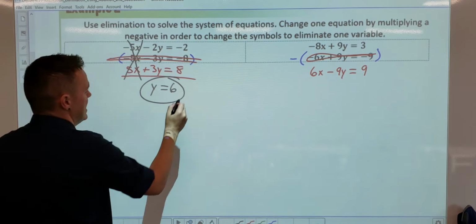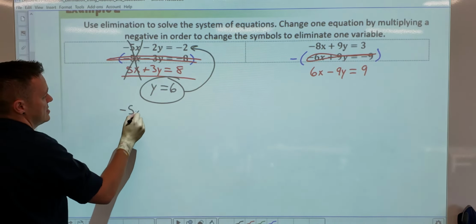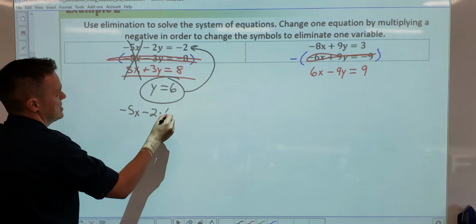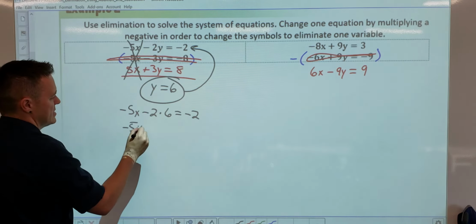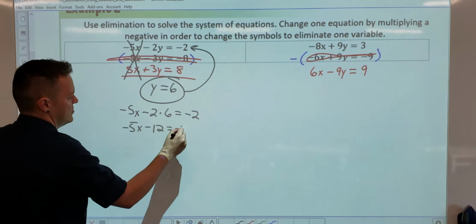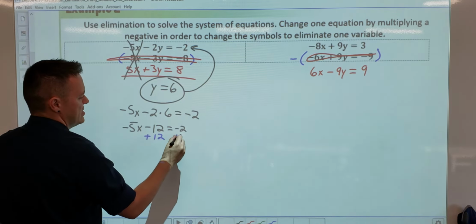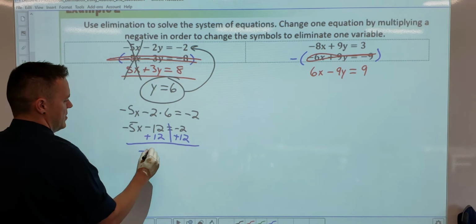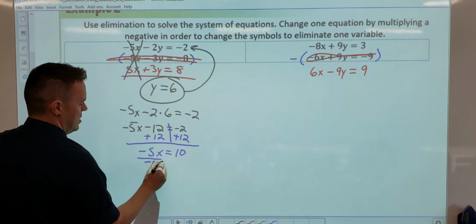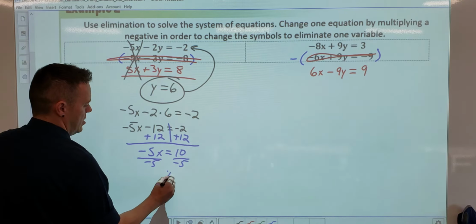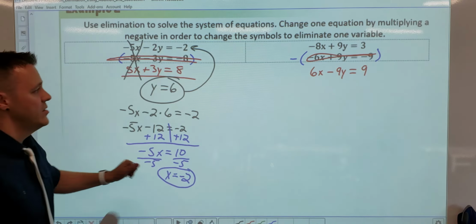Now what I want to do is I technically would want to stick it back up in here, so I need to see this. So it's negative 5x minus 2 times 6 equals negative 2. All right, then you have negative 5x minus 12 equals negative 2. Add 12 to both sides. And ladies and gentlemen, you get negative 5x equals 10. x equals negative 2. So there's your y, there's your x.